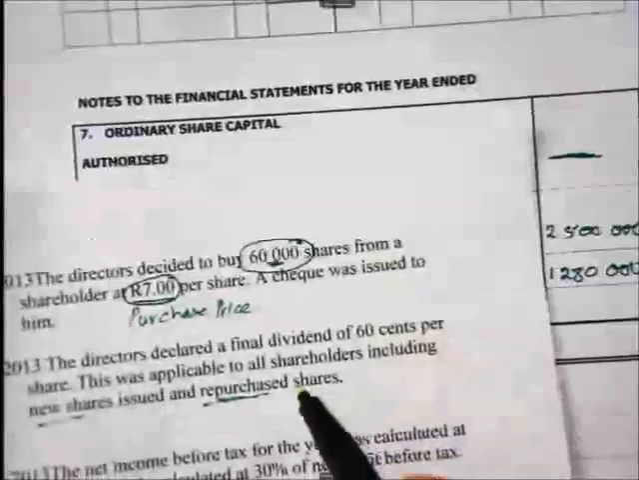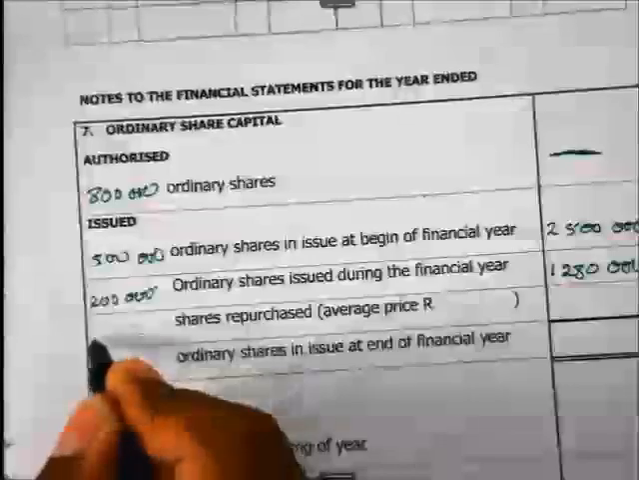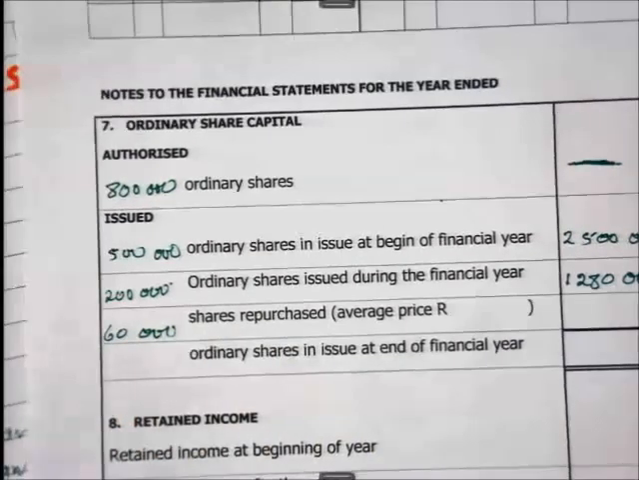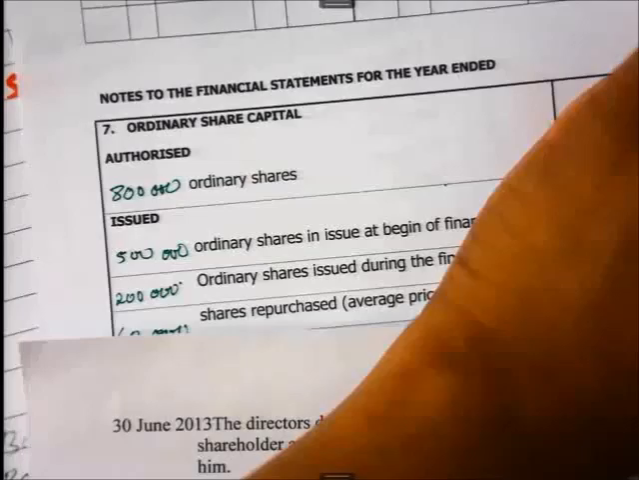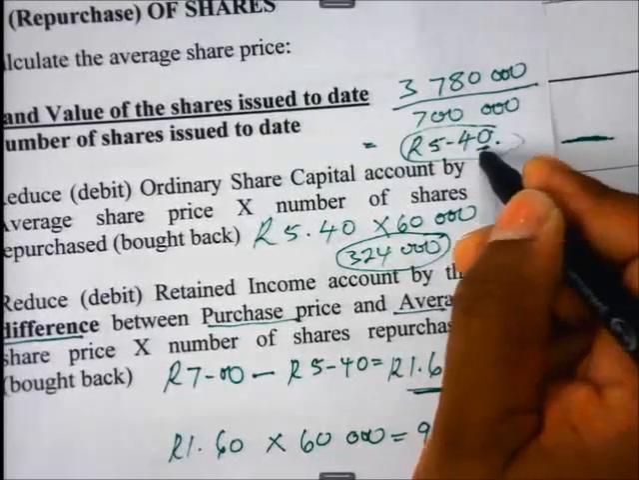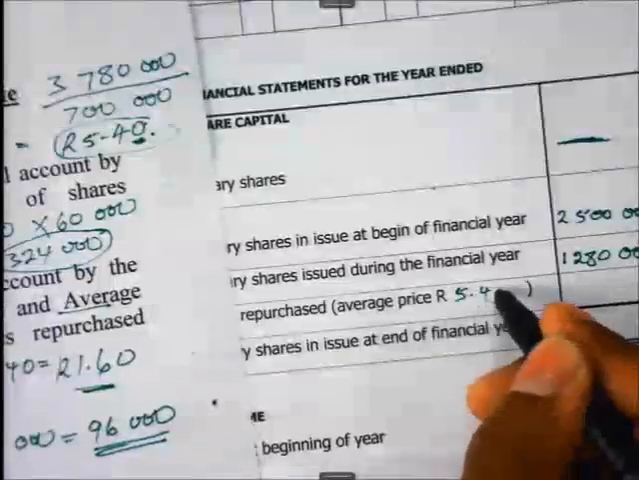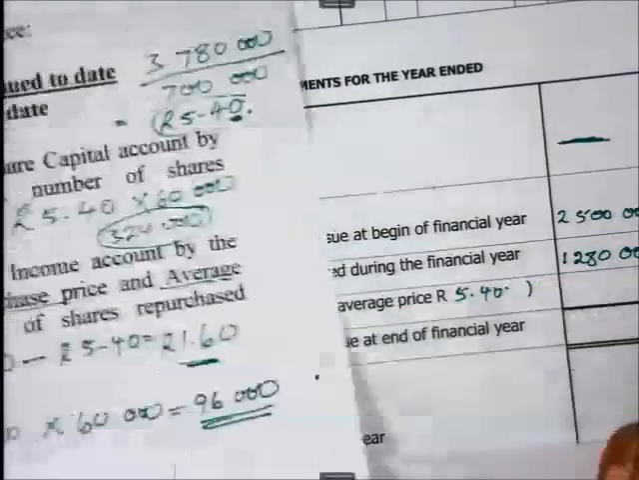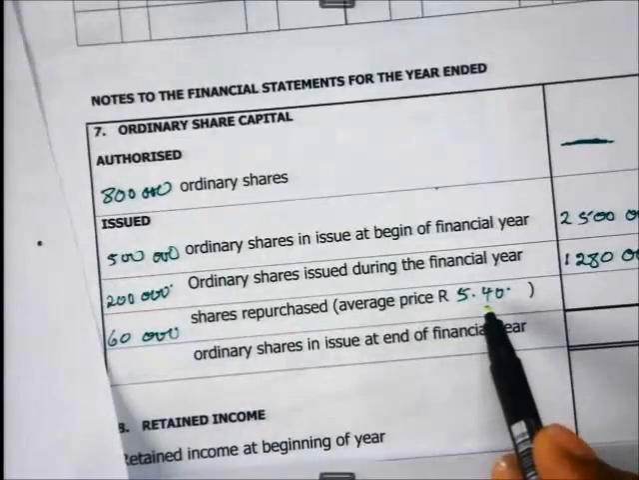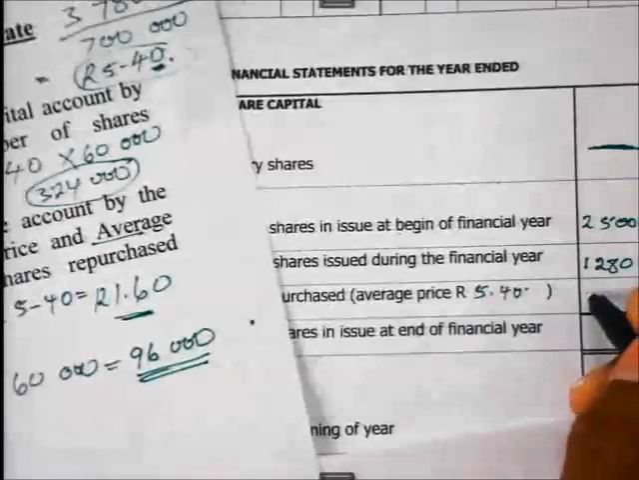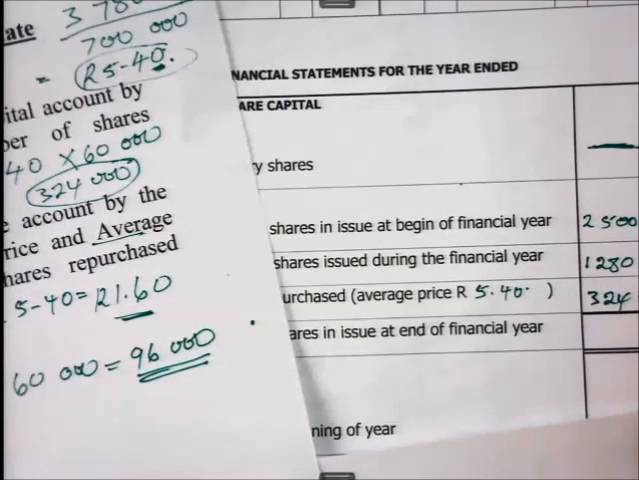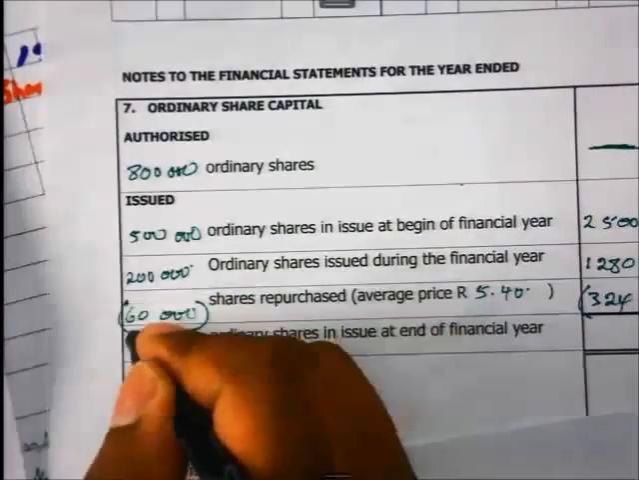How many shares were repurchased? We said 60,000 shares were repurchased. Then you'll have your 60,000 shares there. And the shares were repurchased at the average price, which we calculated, of R5.40. We have already calculated that. The total of the 60,000 multiplied by R5.40, we have already calculated it at 324,000. And this amount must be subtracted, and these shares must be subtracted.